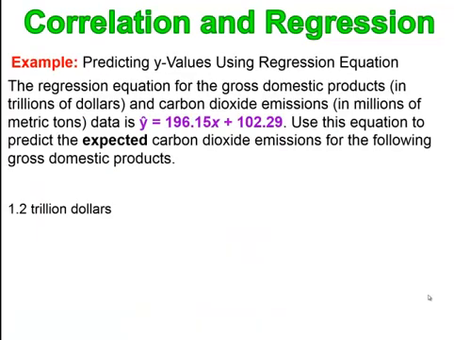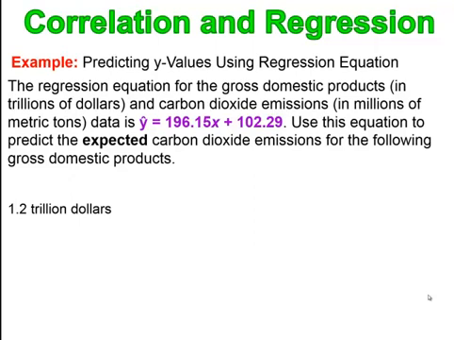So if you're asked to predict and you're given an equation, we're predicting the y value using the regression equation. In this example, we're given the regression equation, but we're going to be finding it with our calculators. So this is a regression equation for the gross domestic product in trillions of dollars and the carbon dioxide emissions in millions of metric tons. And here's our equation. Use the equation to predict the expected carbon dioxide emissions for the following gross domestic products.